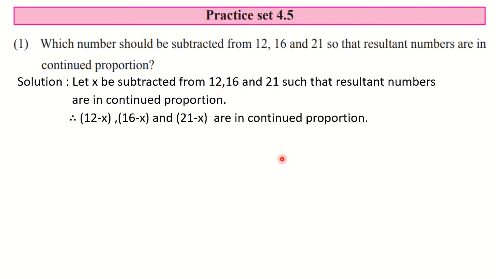So these three numbers are in continued proportion. Therefore what we can write down? 12 minus x, 16 minus x and 21 minus x are in continued proportion. Then the next step, either you can write in the form of a upon b is equal to b upon c. That is 12 minus x upon 16 minus x is equal to 16 minus x upon 21 minus x. That is in the form of ratio you can write down.